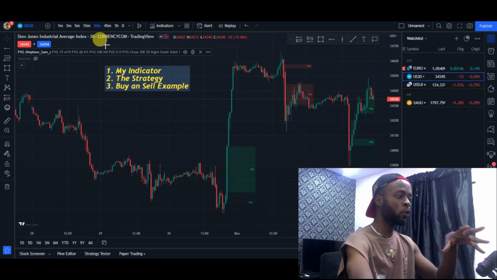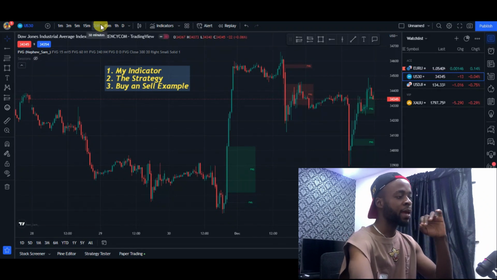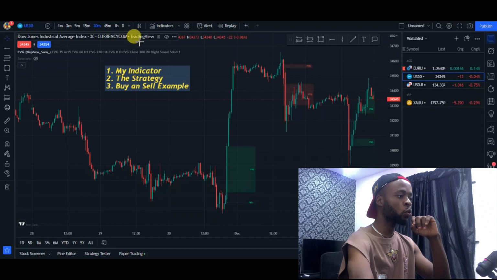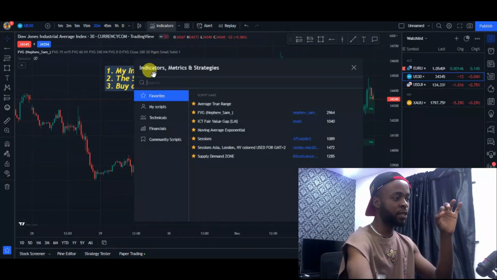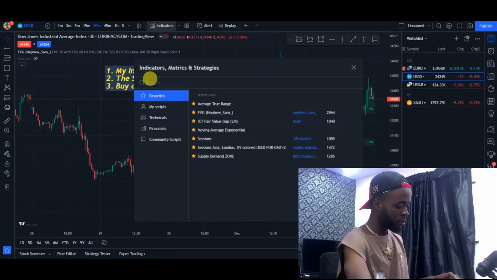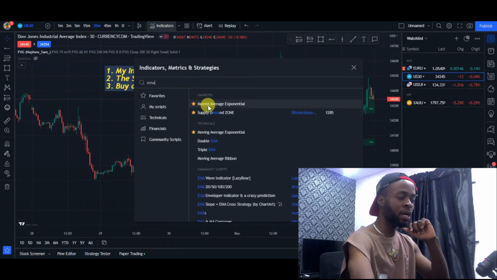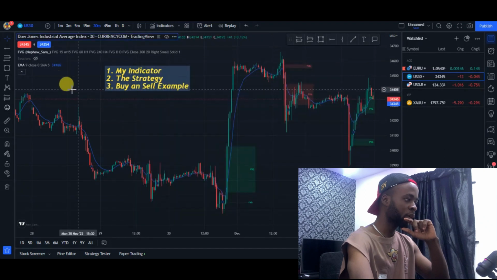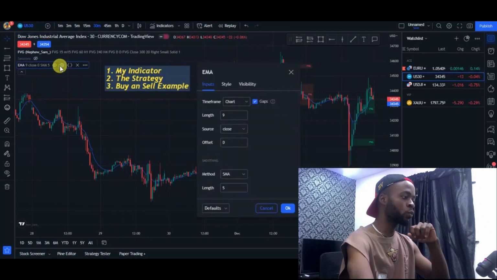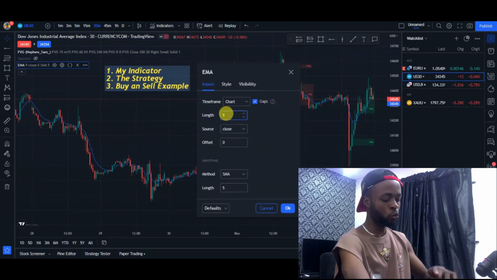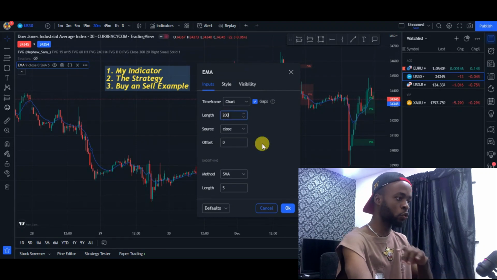So as you can see, I'm on the 30-minute time frame at this point, and for the indicator, you want to go to your indicator section here and search for EMA. It's called moving average exponential. You want to add that to your chart, and you want to go into the setting wheels and change this length from 9 to 200.